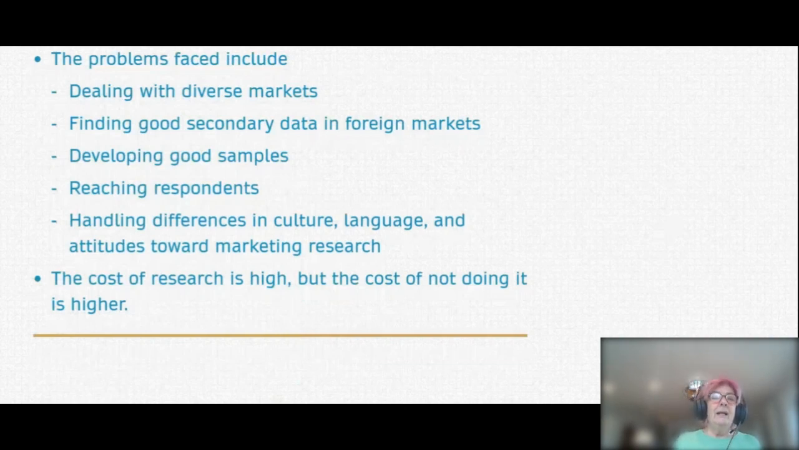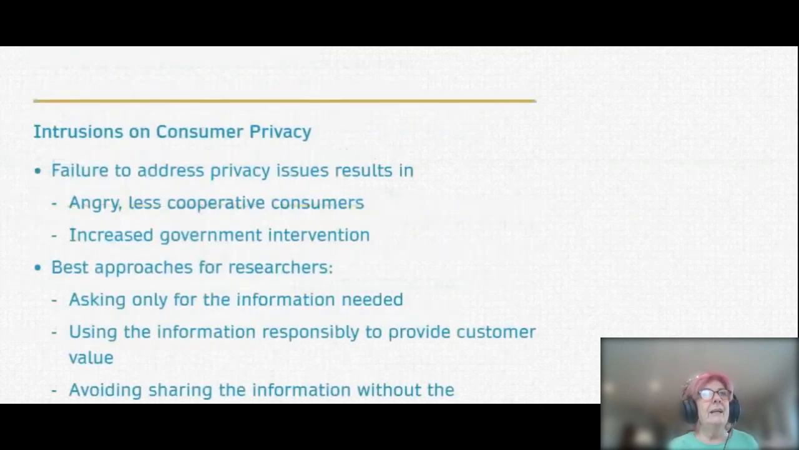So market research on an international scale is difficult and it can be very expensive. But what most companies understand is that the cost of not doing market research is often much higher because international markets are less familiar and therefore businesses need to know more about them.